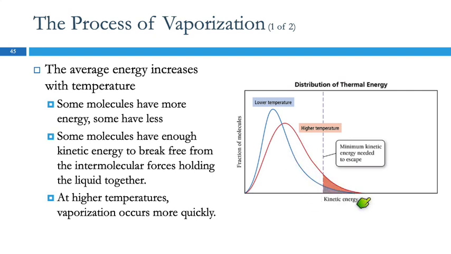When we increase the temperature, we're going to increase the average amount of kinetic energy, but then this distribution also starts to flatten out. And so if this dotted line represents the minimum amount of kinetic energy needed to escape from the liquid, we can see that the area under these curves is going to show us how many molecules have enough energy to escape. So at a higher temperature, there's a lot more molecules that could possibly escape. They're only going to escape, though, if they happen to get close to the surface and are moving in the right direction. So at higher temperatures, vaporization occurs more quickly.